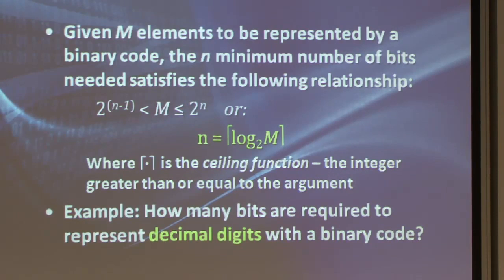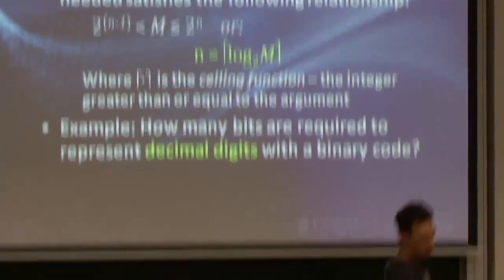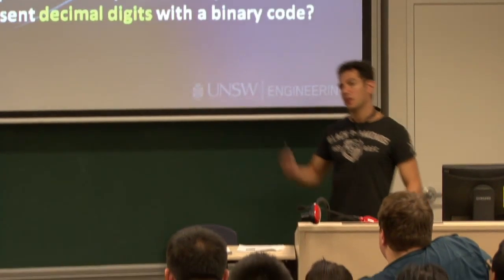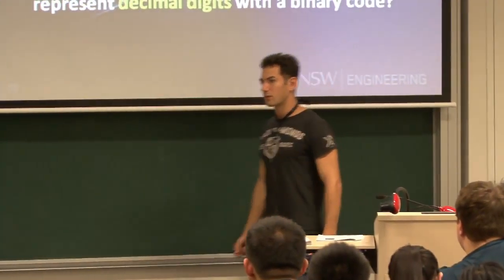Roughly? 6 point something? No, 5 point something. So log 2 of 50 is 5 point something. The ceiling function will push us to 6. So we'll need 6 different bits to represent 50 different items. We will have some leftovers.